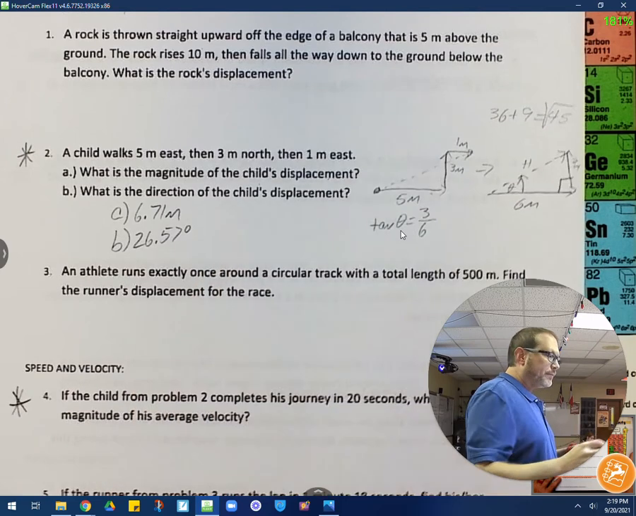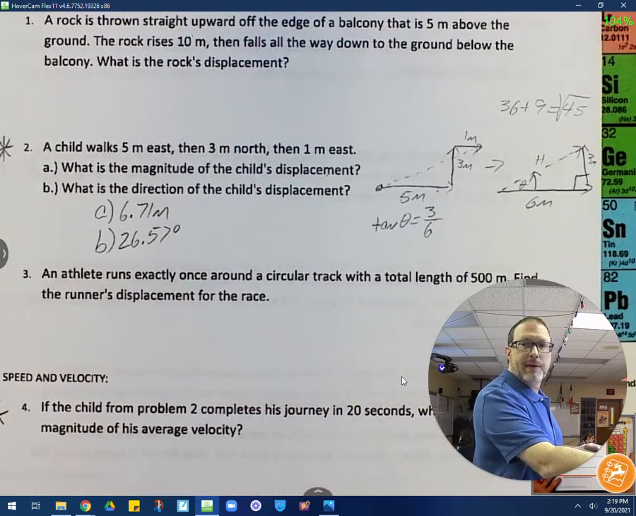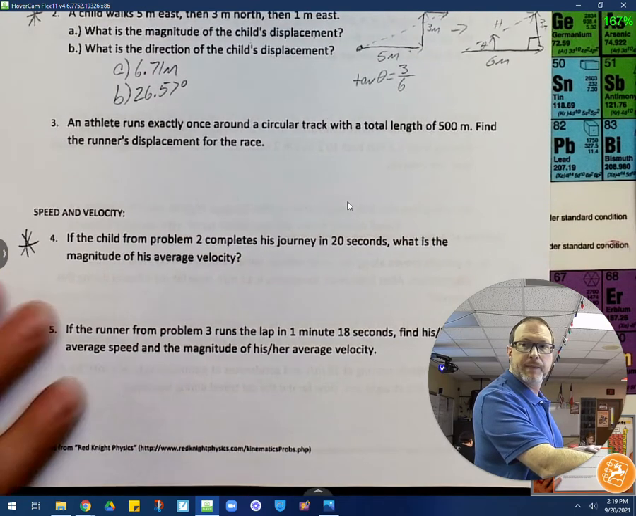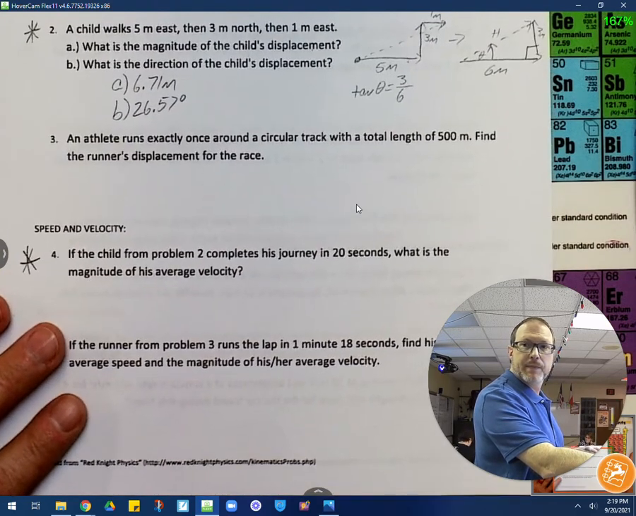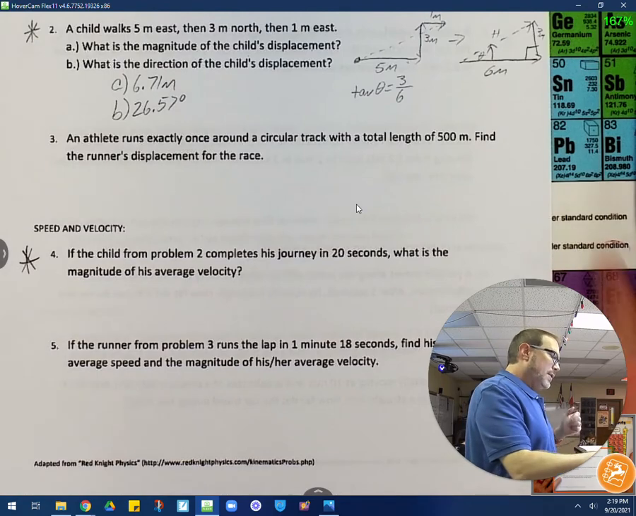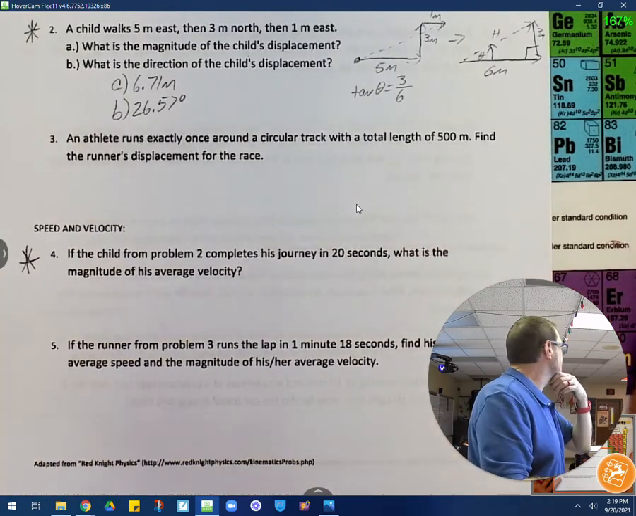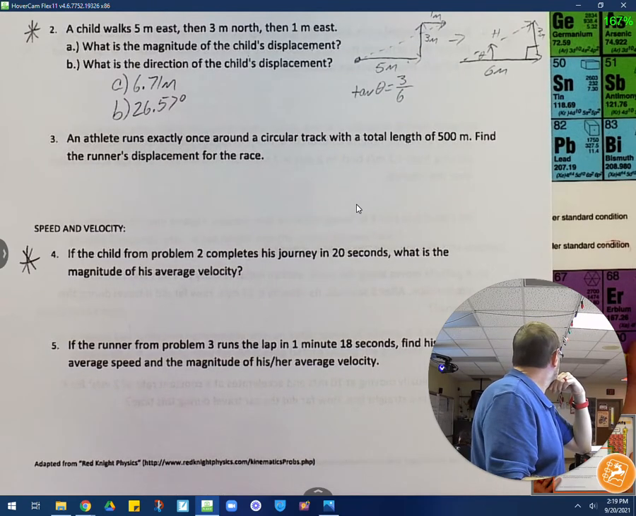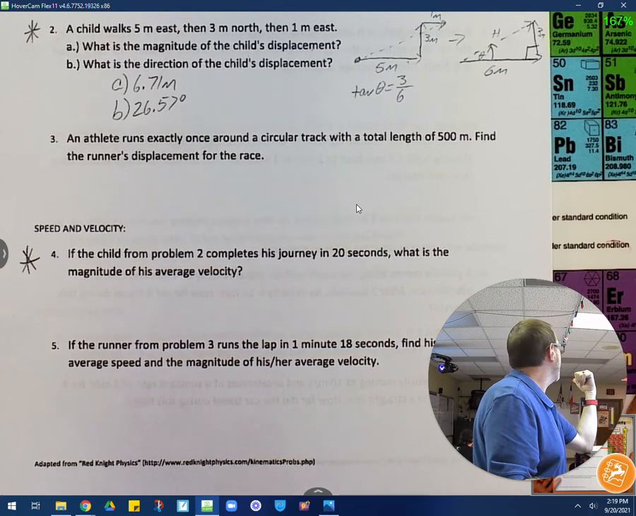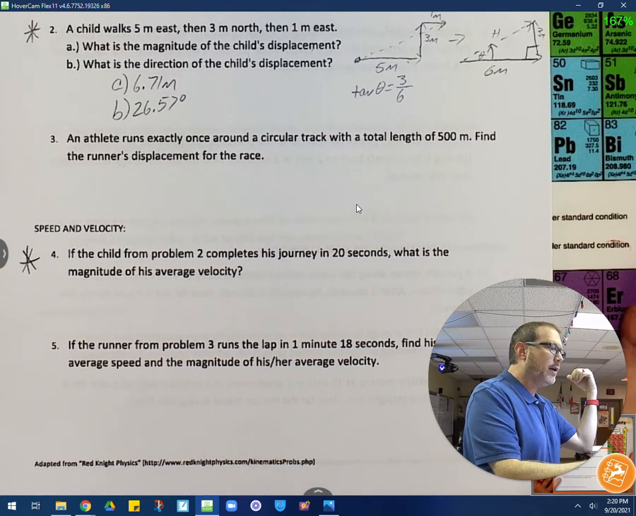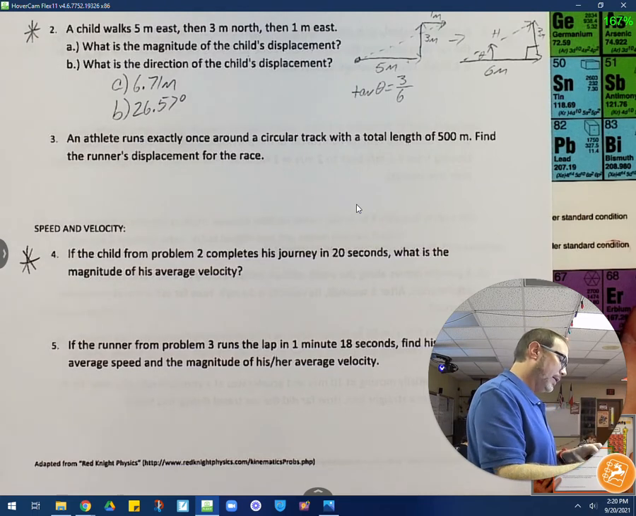All right, cool. So let's come down now and look at the next section, which is speed and velocity. Can somebody recount to me what's the difference between speed and velocity? Right, velocity has direction. Velocity is a vector, whereas speed is just a scalar.